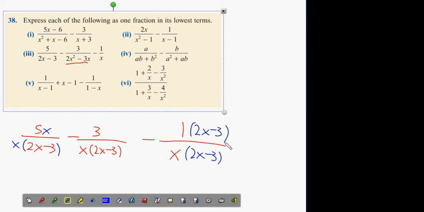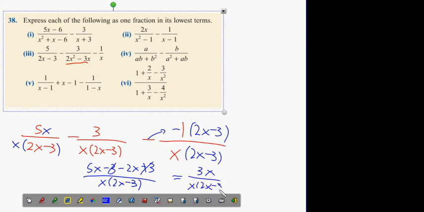So what's this going to be? That's technically a -1, isn't it? Because the minus there gets transferred to the top. So on top we're going to have 5x minus 3 minus 2x plus 3 all over x into 2x minus 3. And what happens next? 3's cancel. And we're going to have 3x over x times 2x minus 3. Anything else cancel? What about the x's? That x here and that x here.